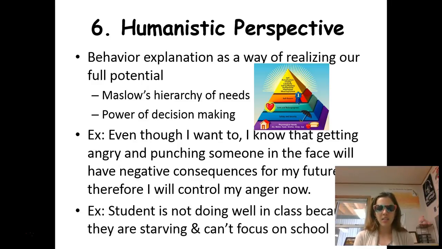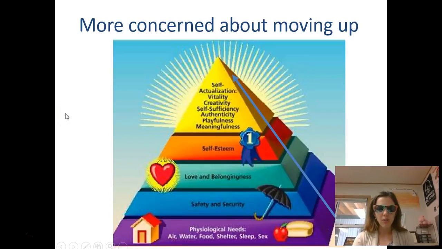Another example is, I think I mentioned this in class as well, but if a kid is not doing well in class, it could be because they're starving and they are not meeting these bottom physiological needs here that would allow them to self-actualize. So you're always trying to move up this pyramid, and you need the bottom one before you can move up to the second one. You need the second one before you can move up to the third one, and so on and so forth.